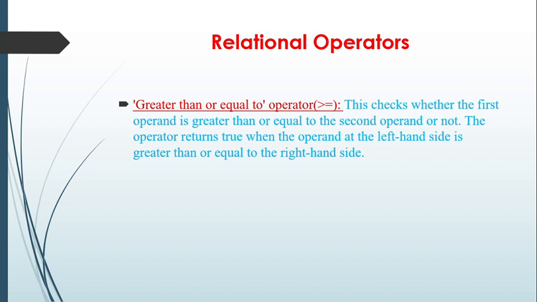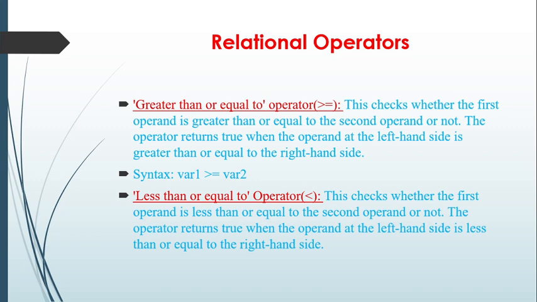Next is the greater than or equals to operator. This checks whether the first operand is greater than or equal to the second operand or not. The operator returns true when the operand on the left hand side is greater than or equal to the right hand side, and its syntax is variable 1 greater than or equals variable 2. Less than or equals to operator. This checks whether the first operand is less than or equal to the second operand or not. The operator returns true when the operand on the left hand side is less than or equal to the right hand side, and its syntax is variable 1 less than or equals variable 2.